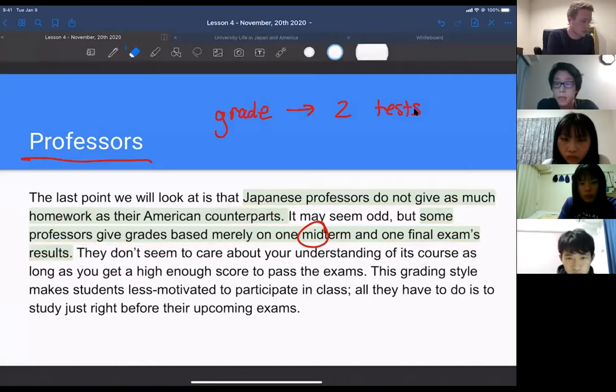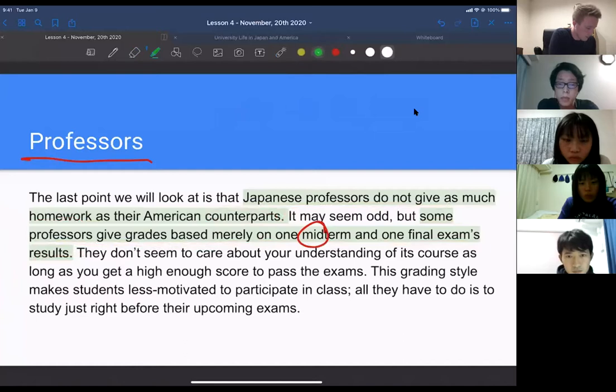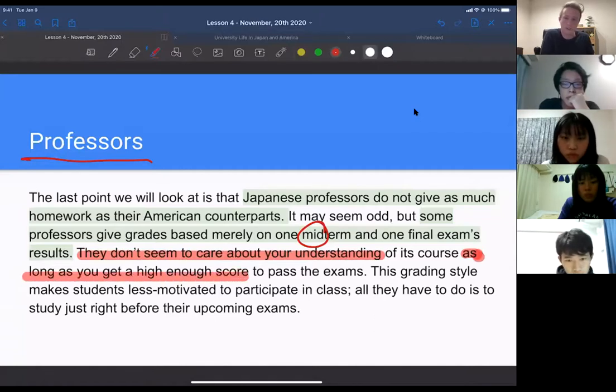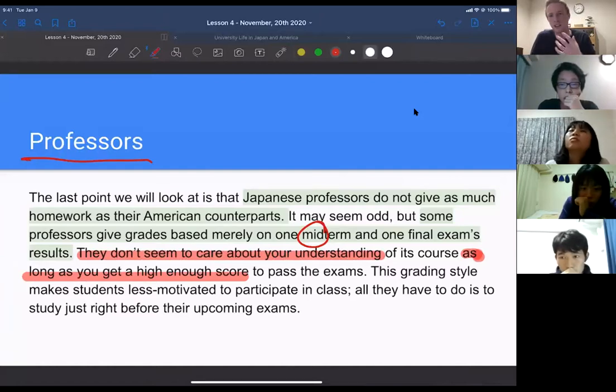So here's her opinion. She gives a very strong opinion here. She says, "They don't seem to care about your understanding as long as you get a high enough score." So she thinks Japanese professors only care about exam scores. And I want to know, what is your opinion? What do you think about exam scores and professors in Japan? If you have an opinion, give me a thumbs up. You can agree, disagree, anything is okay.